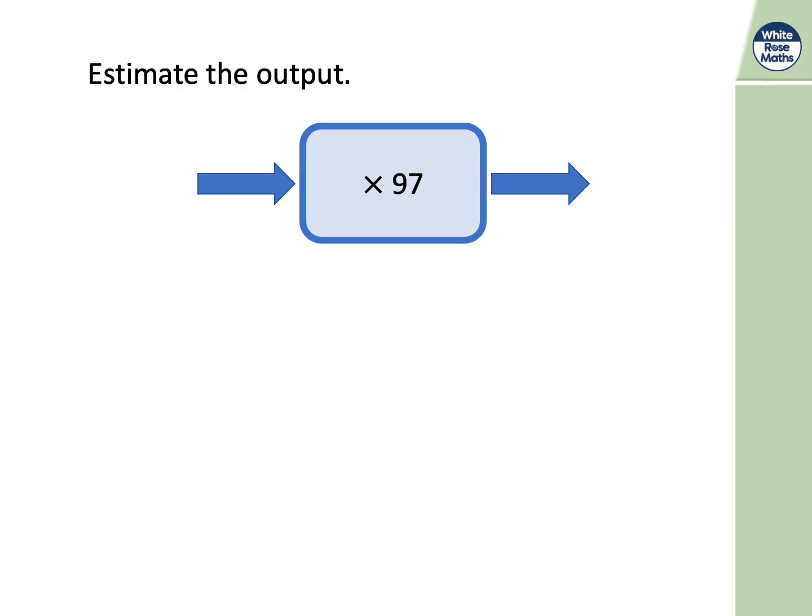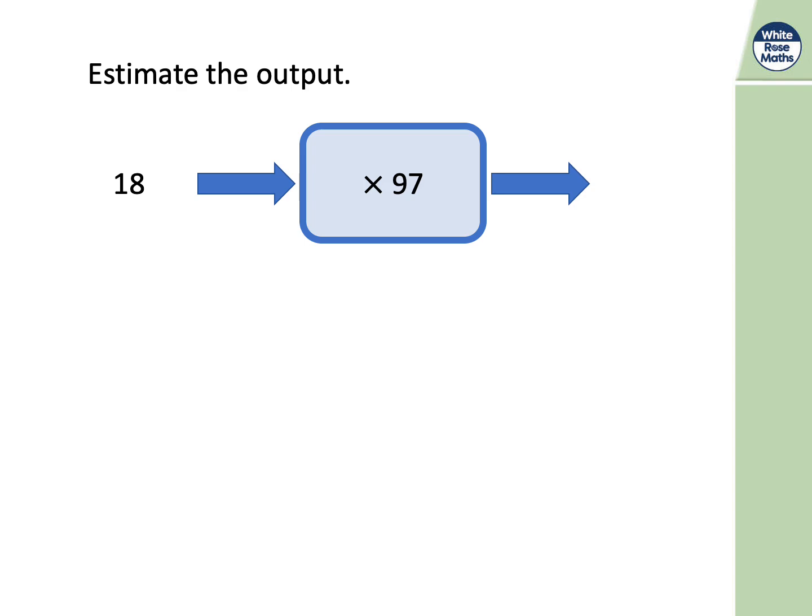Sometimes, instead of finding the exact output of a function machine, it might be appropriate to find an estimate for the output. In this question, we're asked to estimate the output when the input is 18. How could we make this question easier? Well, 97 is very close to 100, and multiplying by 100 is much easier than multiplying by 97, and this will find us quite a good estimate.